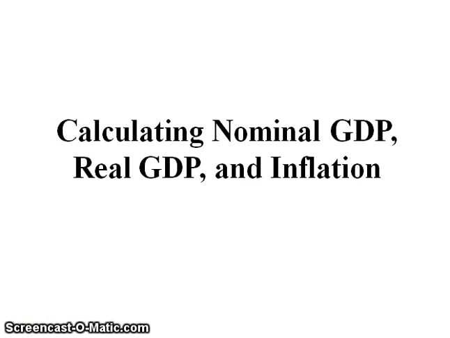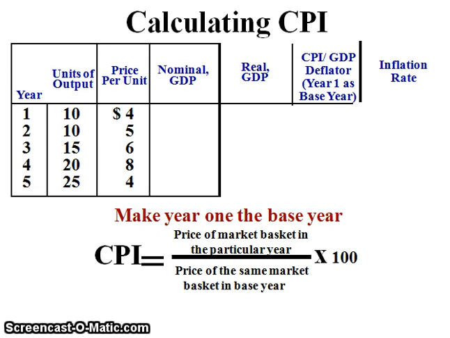All right, let's cut to the chase. It's time to calculate nominal GDP, real GDP, and inflation, which is a lot of what was done in class today, but here's some more practice. All right, so you're given 5 years in this table. We see units of output and price. Okay, we could find nominal GDP, no problem. Multiply quantity times the price, and by doing so, we would be getting the unadjusted gross domestic product.